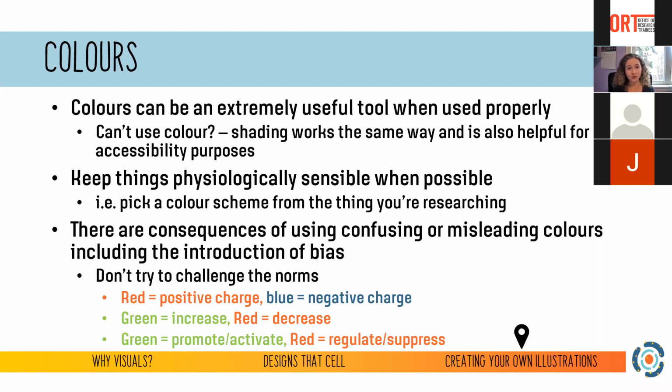But if that's not the case for you, and you're using colors, then you want to keep everything as physiologically sensible as possible. So pick a color scheme from the thing you're researching, and don't try and challenge the norms. Because if you do, there are actually substantial consequences of using confusing or misleading colors. And this can also introduce bias into your illustration. So we've just highlighted some typical norms here. Green is usually showing an increase or promoting or activating something, whereas red is a decrease or regulating or suppressing something.